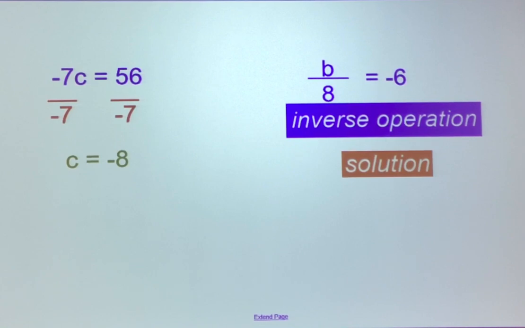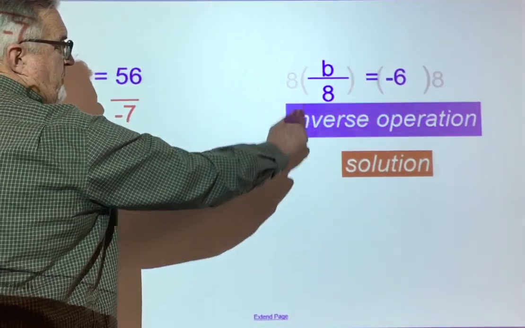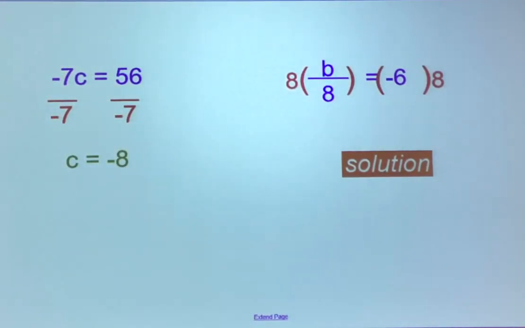On this one, we have b divided by 8 is equal to -6. All right. Is the variable isolated? No, sir. They're dividing it by 8. We have to undo that division, and we remember that multiplication undoes division. They're dividing by a +8, so we're going to multiply both sides by a +8. So when we multiply both sides by a +8, on the side with the variable, the 8's will cancel out mathematically. It leaves us with b.